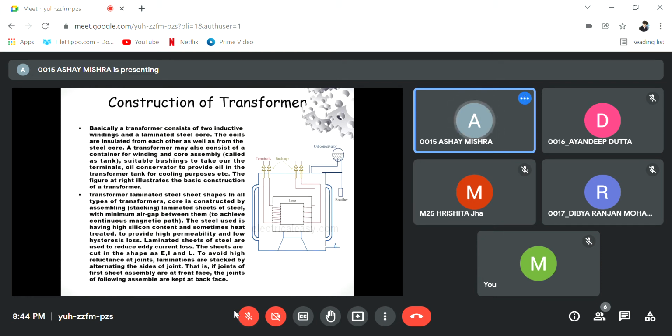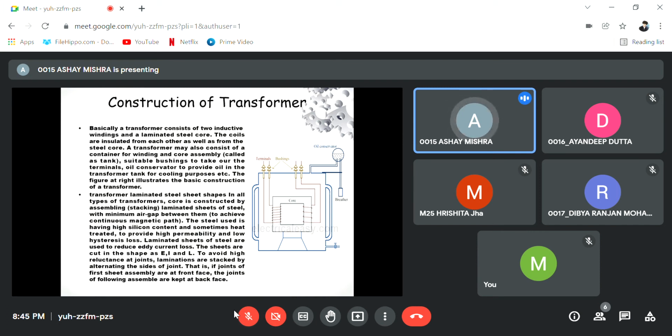So let's start. Basically, a transformer consists of two inductive windings and a laminated steel core. The coils are insulated from each other as well as from the steel core. A transformer may also consist of a container for the winding and core assembly called a tank, suitable bushings to bring out the terminals, an oil conservator to provide oil in the transformer tank for cooling purposes, etc. The figure at right illustrates the basic construction of a transformer.